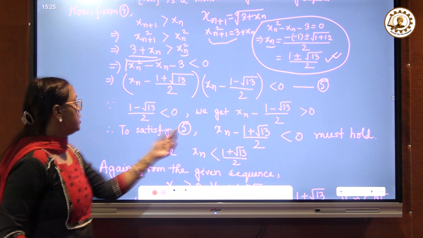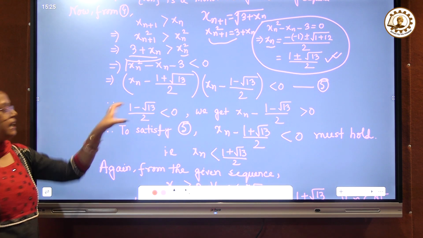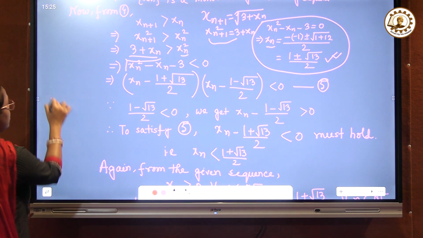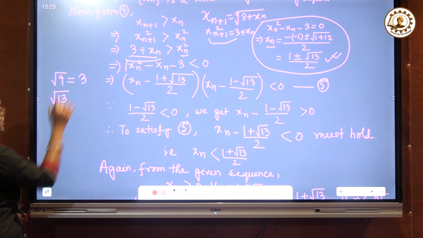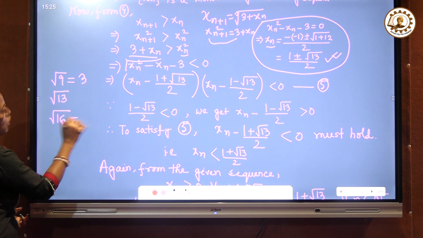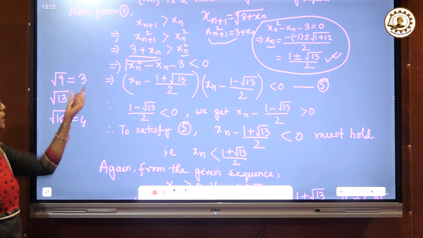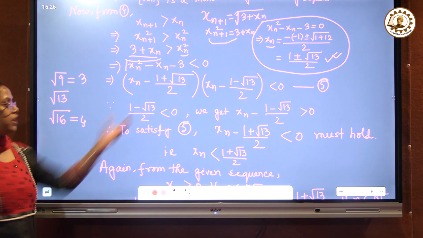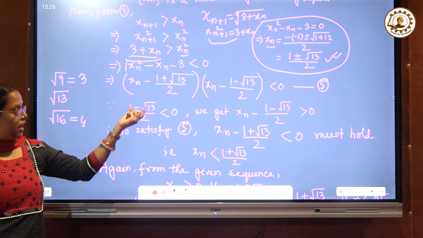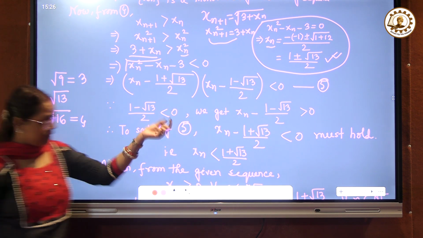Now see the second part. 1 minus root over 13 by 2. This quantity is negative. Why? Because root over 9 is 3, root over 16 is 4, we all know. That means root over 13 must lie between 3 and 4. And therefore 1 minus root over 13 is a negative quantity. And therefore 1 minus root over 13 by 2 is also a negative quantity.